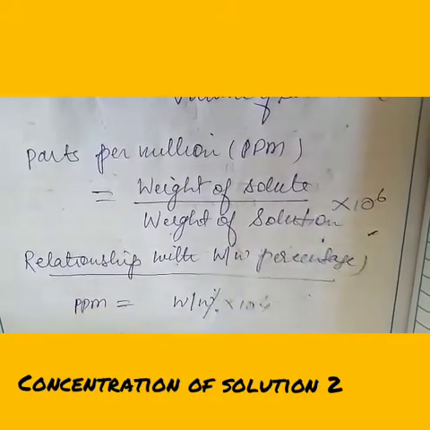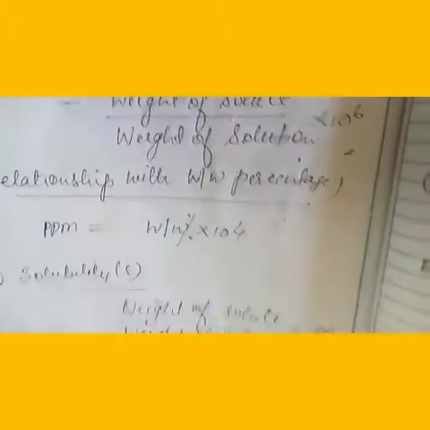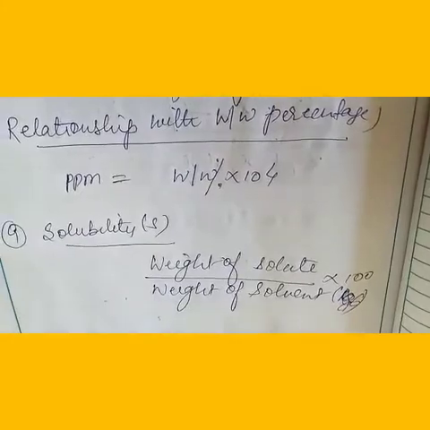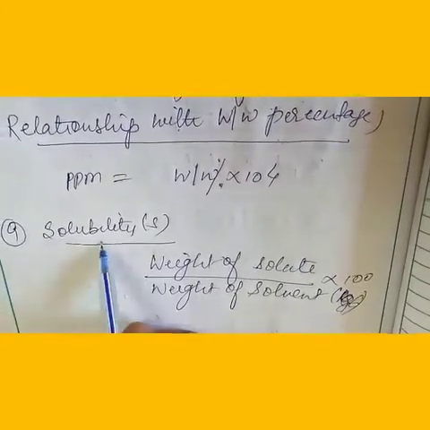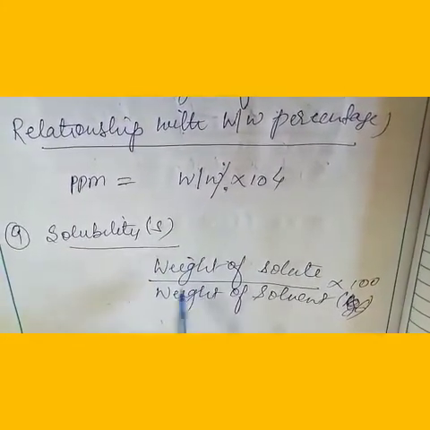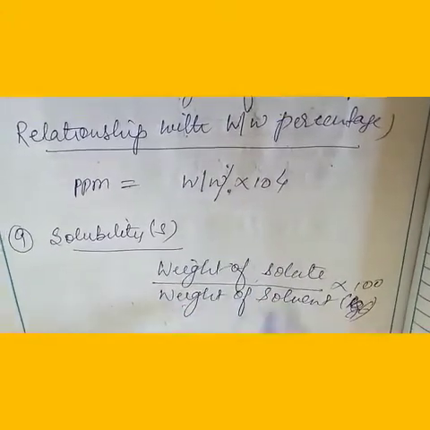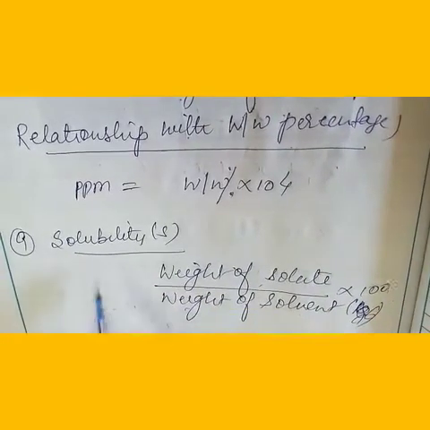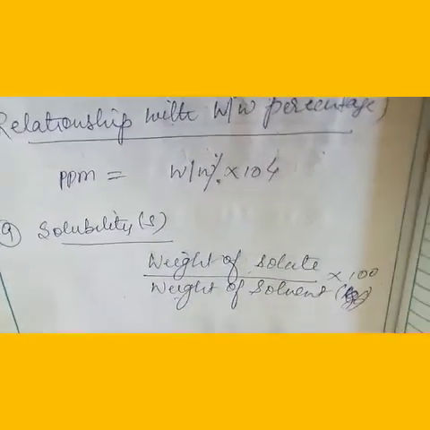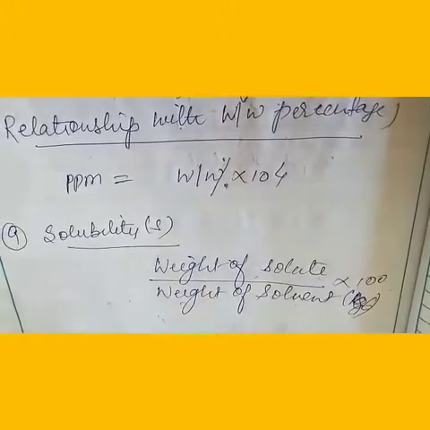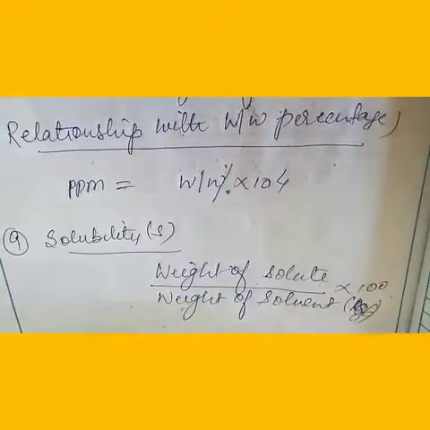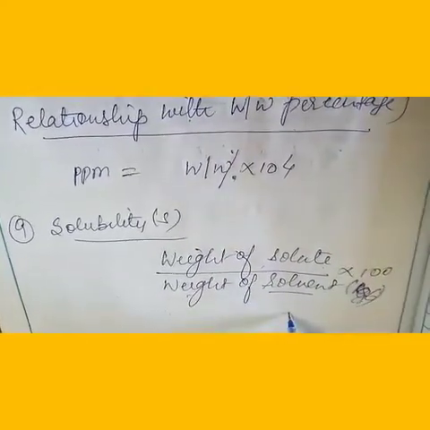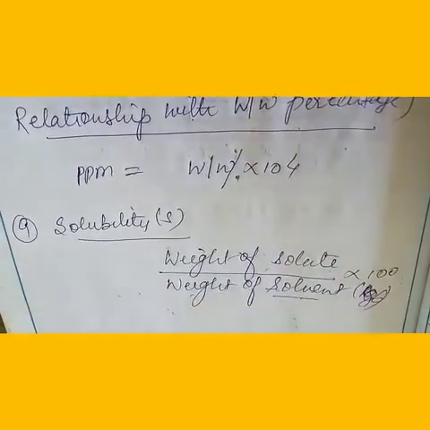You will write like this. Now similarly the next one, this is solubility. Solubility is similar to weight/weight percentage. Solubility is represented by S, and it is equal to weight of solute upon weight of solvent into 100. Clear? But the weight/weight percentage formula is weight of solute upon weight of solution into 100. Here it is solvent, but in weight/weight percentage, in place of solvent, solution is there.